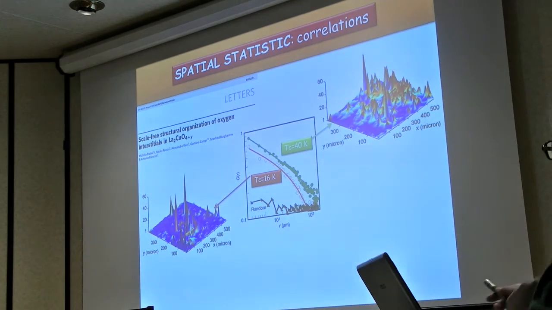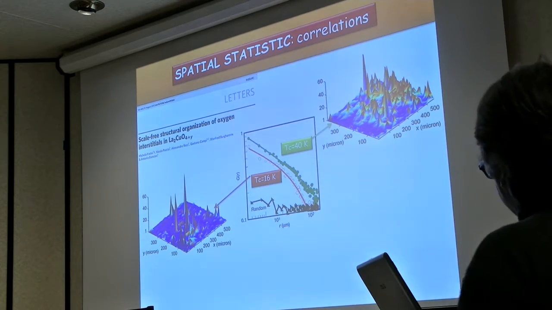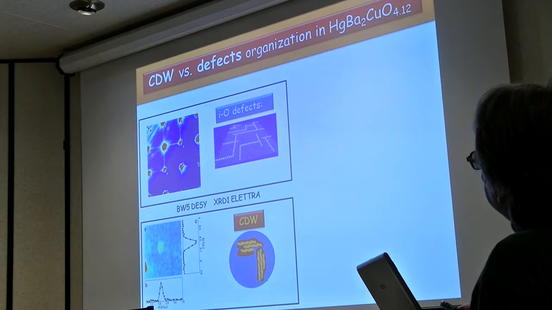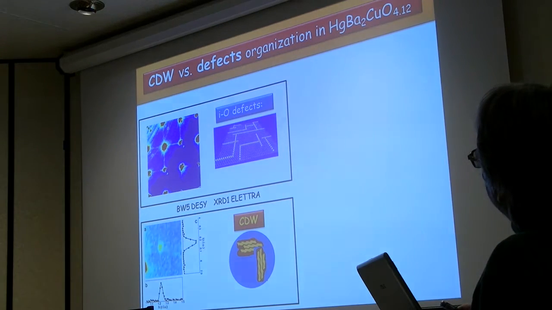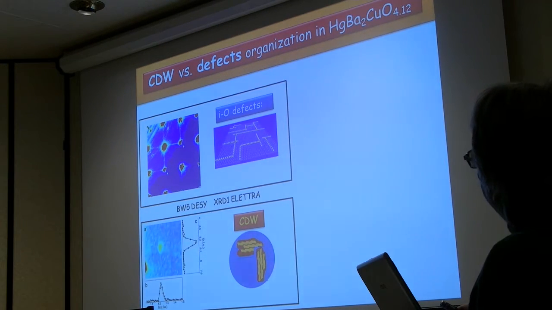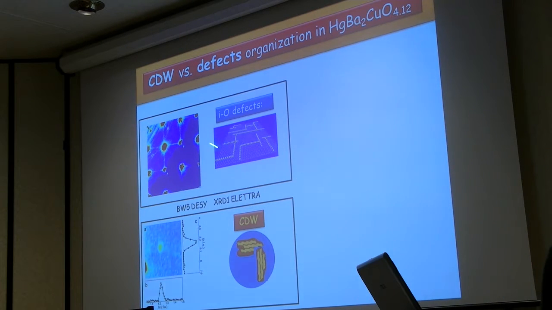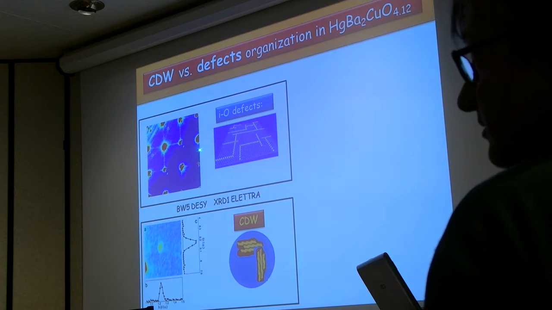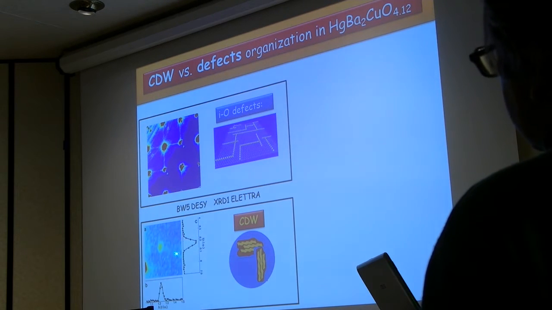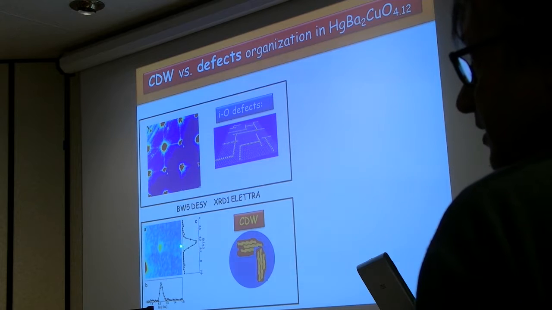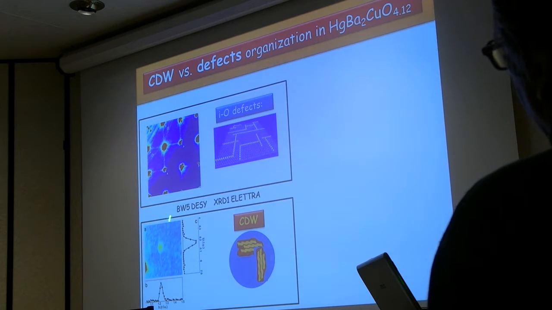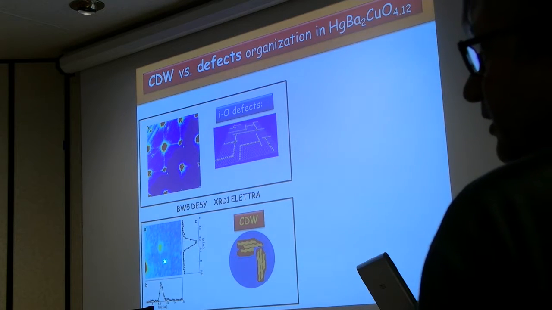And we also have different spatial correlations between the two samples. This is another sample, a mercury cuprate, where we can measure both the oxygen interstitial defects, that are the dopants, but also the charge density waves. So in this example, we can study both the oxygen ordering and the electronic ordering.